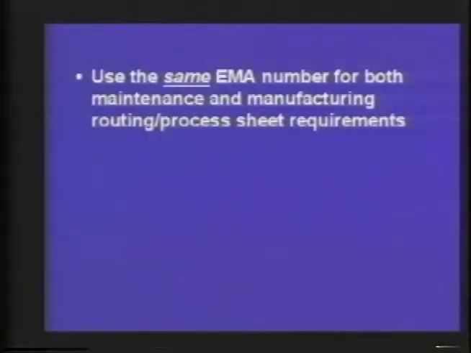Now, page number 6 is addressing the numbering scheme for both maintenance and manufacturing. And the first paragraph addresses the, let's say, the equipment number that is found on a maintenance work order, and the same equipment number would be found on the manufacturing routing or process sheet, and that routing or process sheet is actually used to develop the manufacturing order itself.